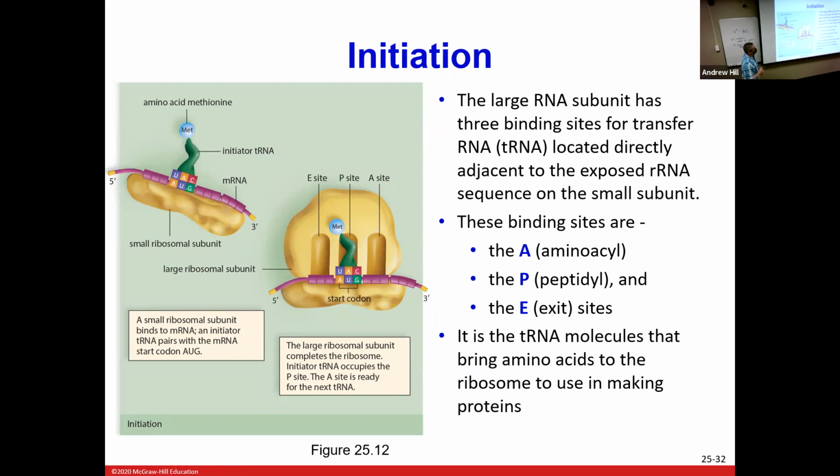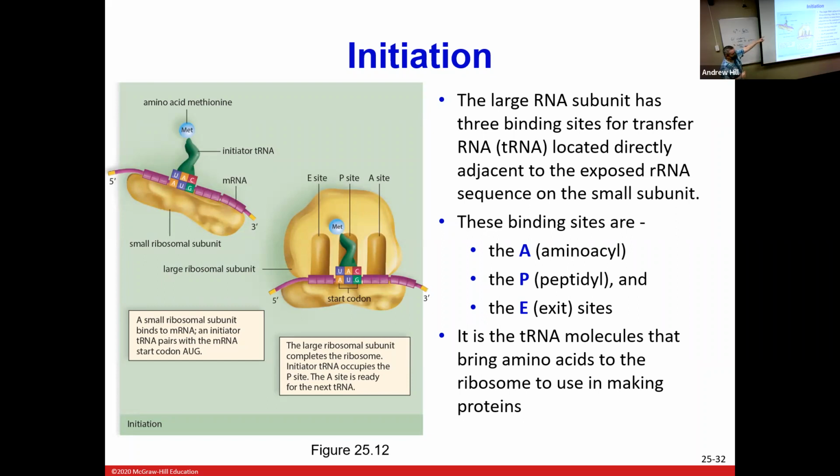This is called the initiation of protein synthesis. We're going to start here. We have this small ribosomal subunit binding to the messenger RNA. And then nothing can happen until an initiator transfer RNA pairs with this messenger RNA. We're looking for this code AUG on the messenger RNA, that's the codon, and the anticodon would be UAC. So this is a particular transfer RNA that can bind there, and it's going to have methionine attached to it. So it always starts that way.